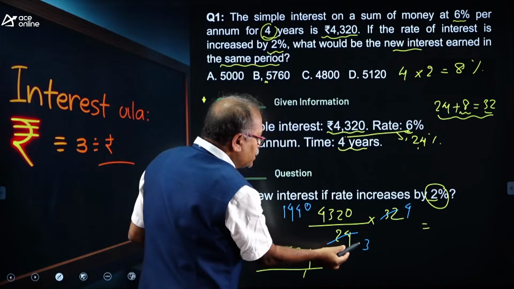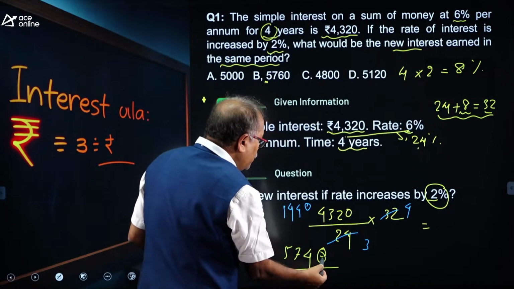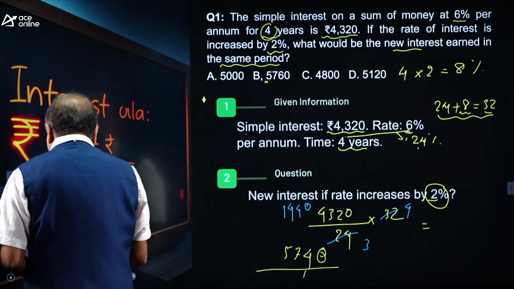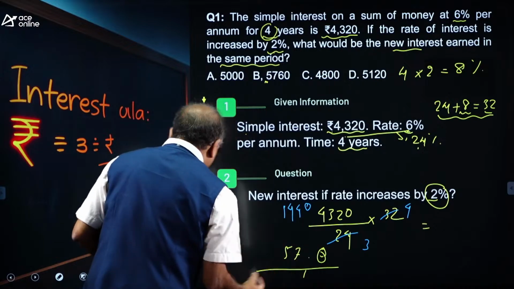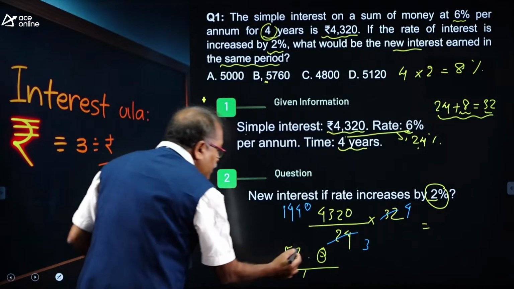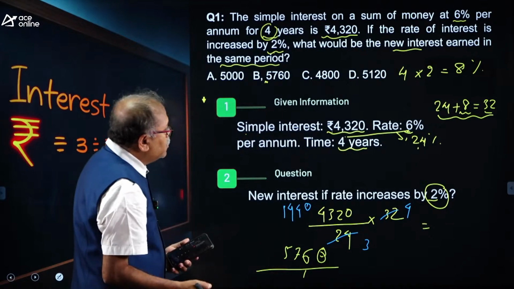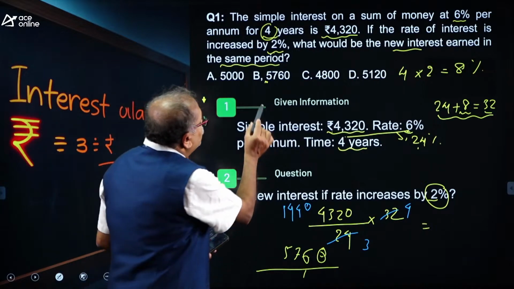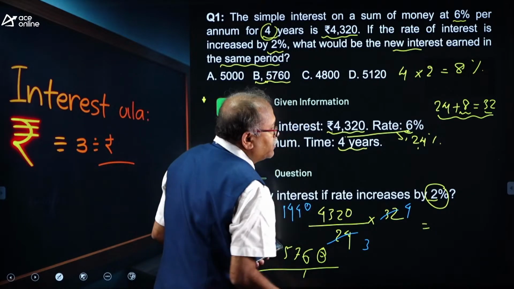5740. Let me check this one, that is 4416. So, this is 6. This is 6, my friends, and 5760. So, you can see that option B is 5760.